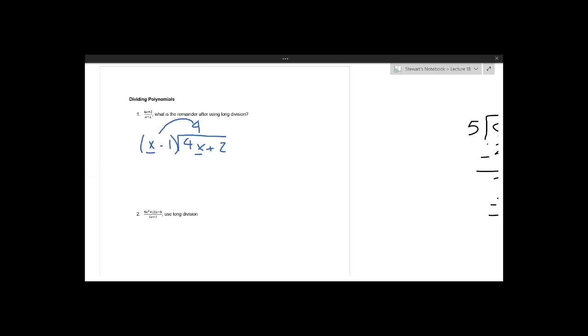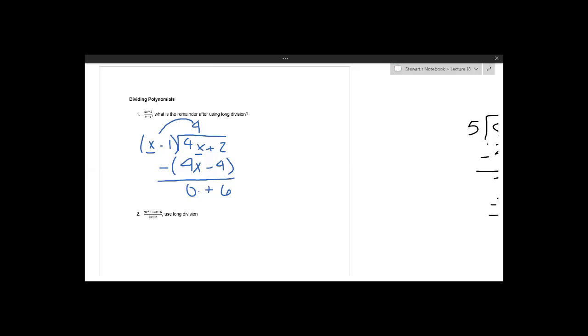Because if you think about it, 5 was the entire expression there. x minus 1 is the entire expression here. So then we're going to have 4x minus 4. But what we need to do, just like before, is subtract this whole expression from what we have here. So 4x minus 4x would give you 0, but 2 minus a negative 4 is 2 plus 4, which would give you a positive 6. And so this is our remainder, because we don't have anything else to evaluate here.